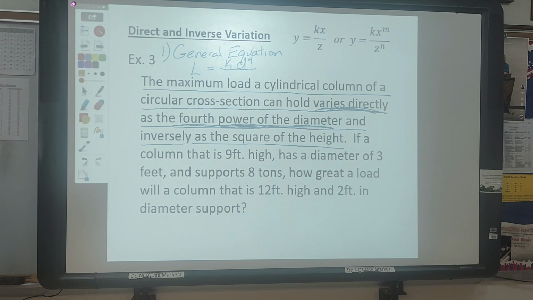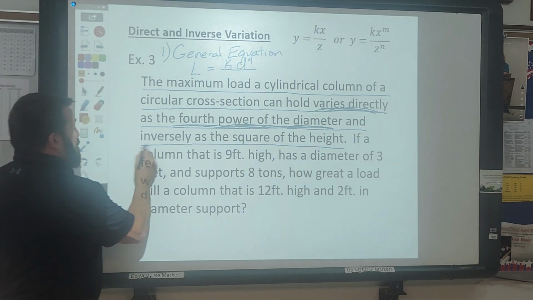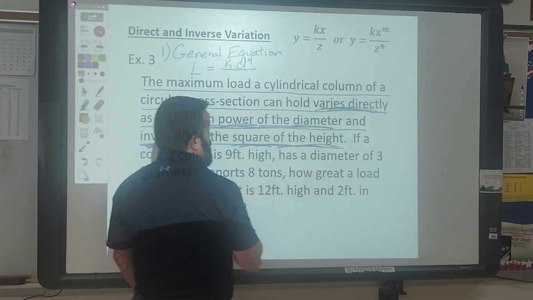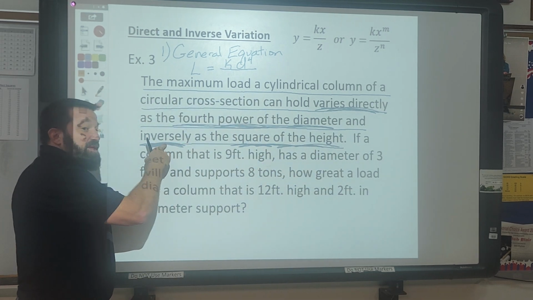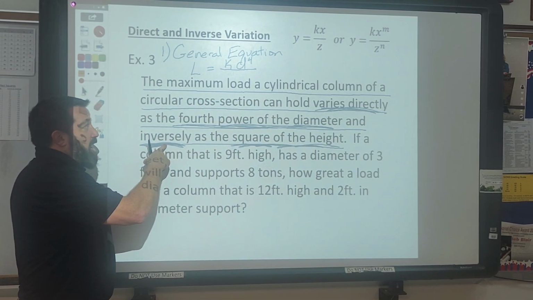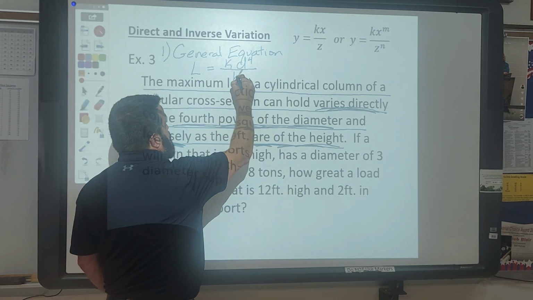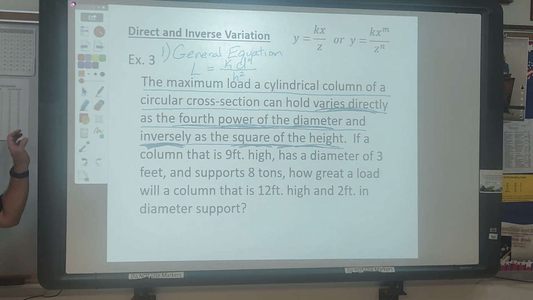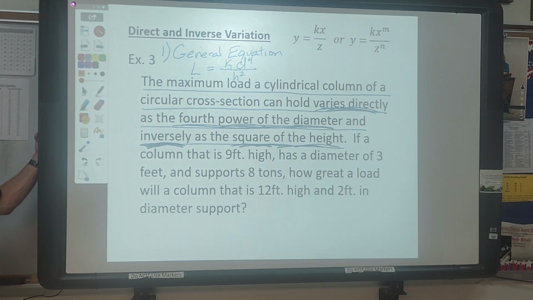Then as you read farther into the problem, it mentions inversely as the square of the height. So that means since that part is inversely, that's what goes in the denominator. So the height goes on bottom, and it says square, so hopefully you know square means second power. If it said cube, then that would be third power. Okay?